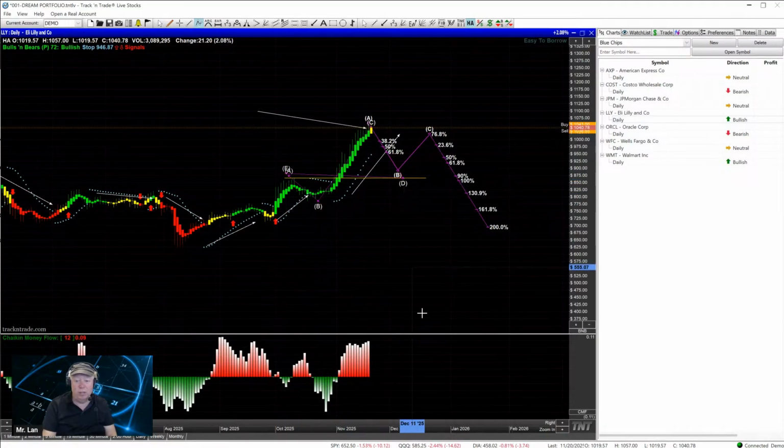And then that would be a nice place. Maybe we'll see if there's a big green zone down in here. See if there's some green. Maybe buy up in here. But of course, I think it'd probably make a little three-drive ABC pattern, probably come back down in here again.